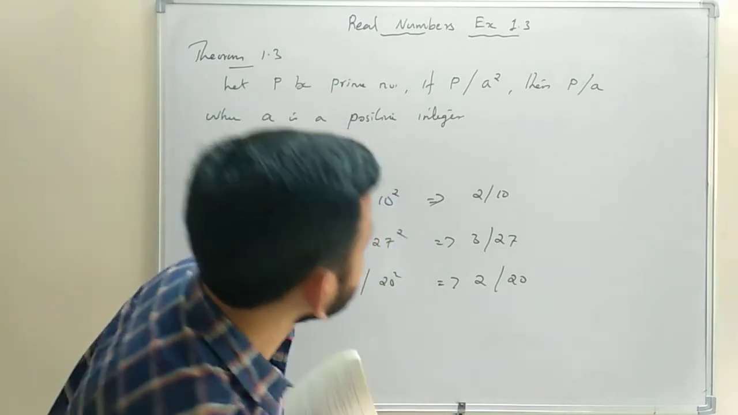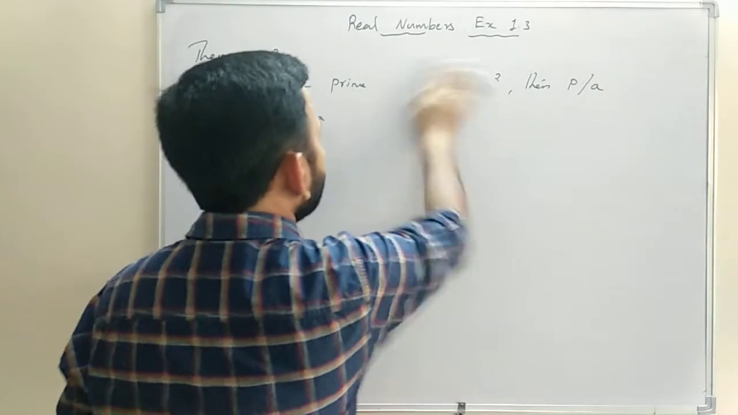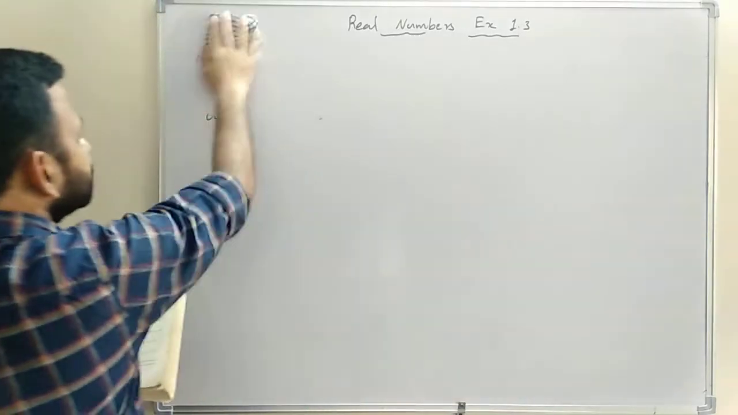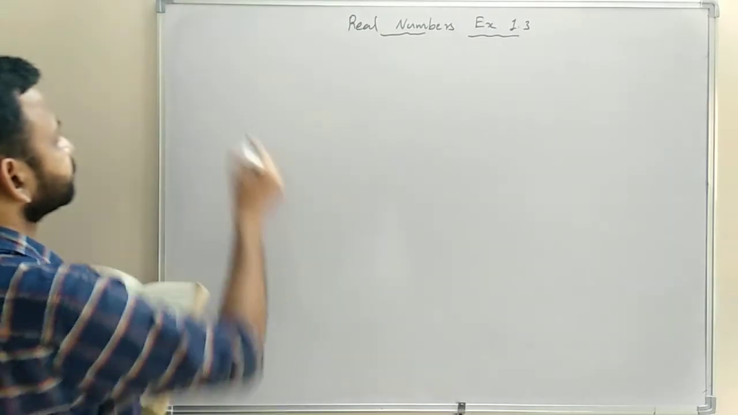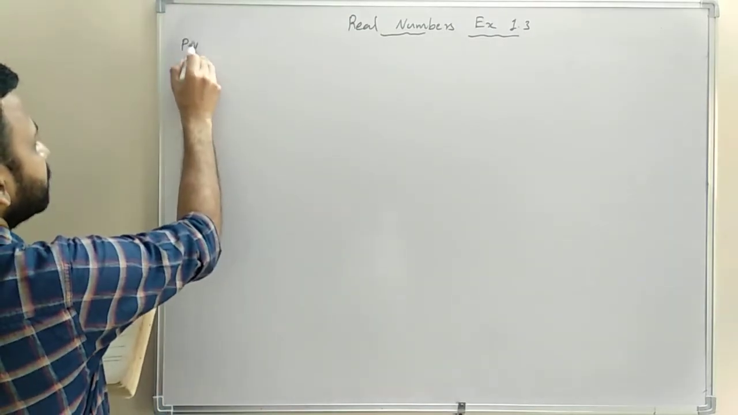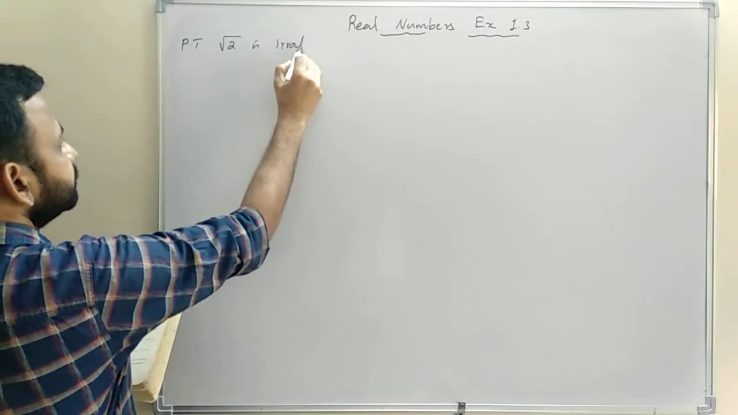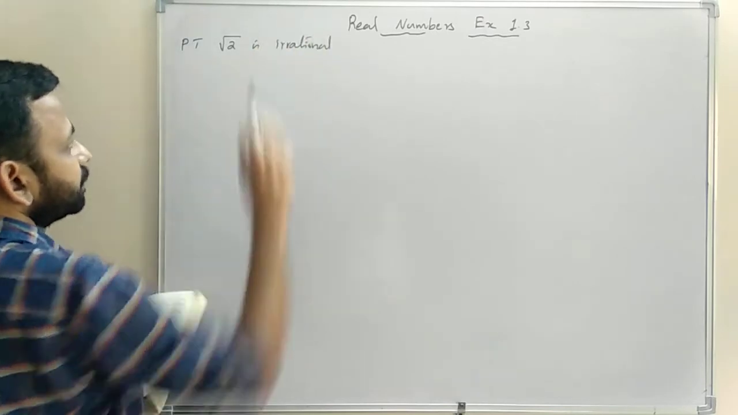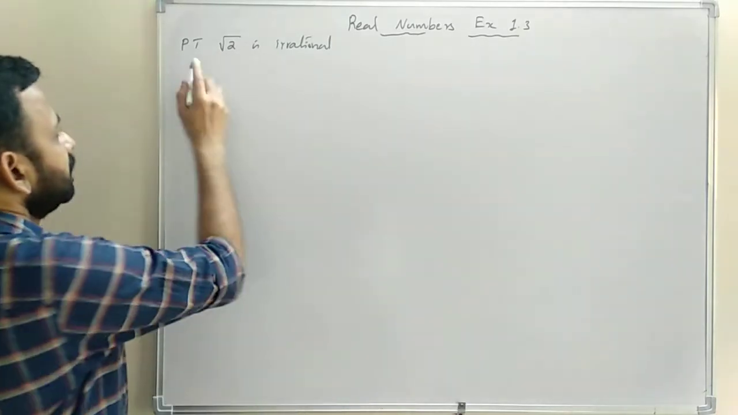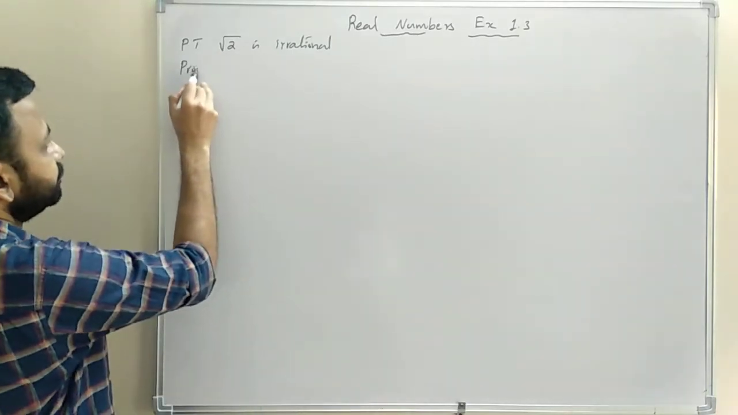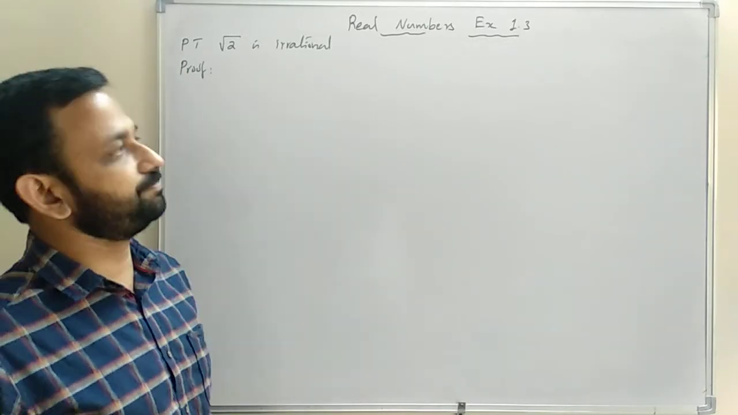So by using that theorem, we can prove that root 2, root 3, etc. are irrational numbers. So first we are going to prove that root 2 is irrational. Prove that square root of 2 is irrational. Proof. So we are going to prove root 2 is irrational.